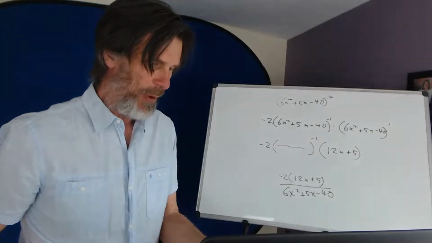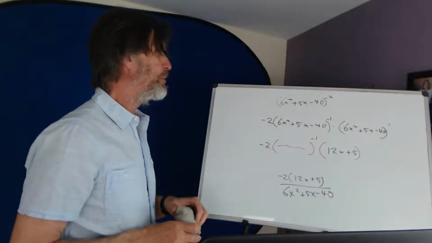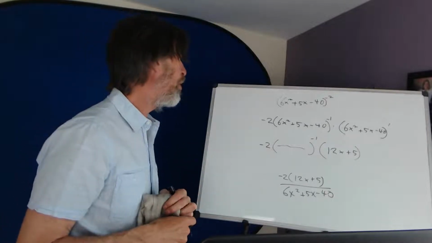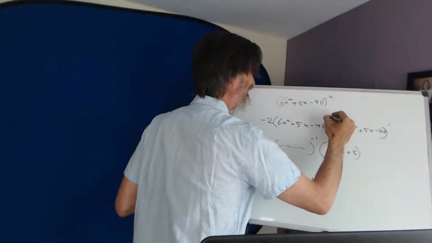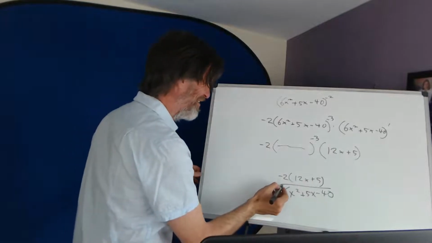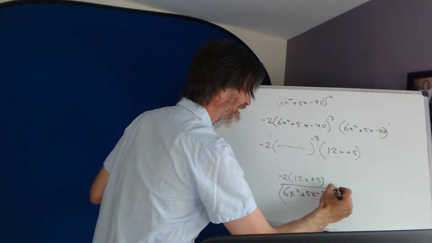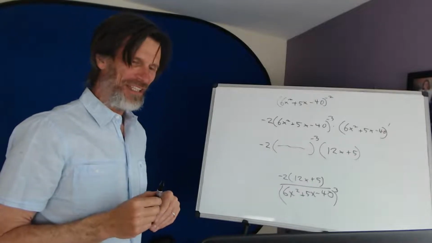Okay. So there's the modified power rule. Bring the power down. Reduce the power by 1. Oh, I screwed up. Reduce the power by 1. Whoopsie. Reduce the power by 1. Good thing I gave myself a talking to. Reduce the power by 1. Multiply by the derivative of the inside function.